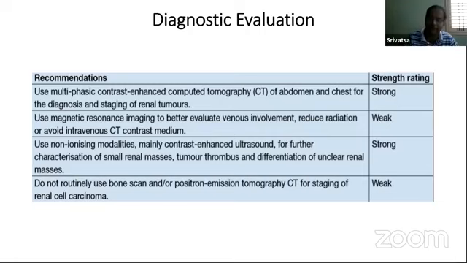Whenever patients have contraindications for usage of contrast, MRI is a very good alternative, and in select indications, patients can also be subjected to non-ionizing modalities like the contrast enhanced ultrasonography, the renal elastography, especially to discern small renal masses, as well as to understand the difference between a tumor thrombus and a blank thrombus.